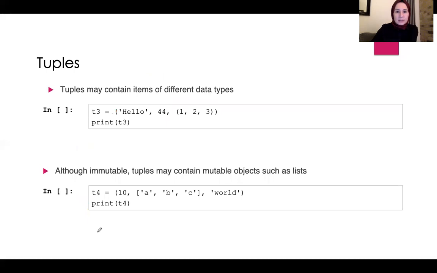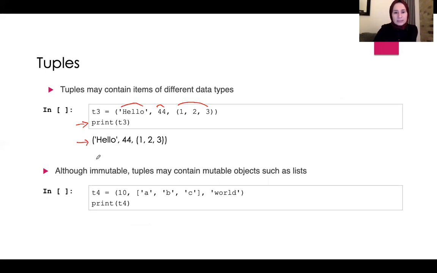The tuple may contain items of different data types, like the list. So it can include strings, integers, or tuples themselves as well. When you print this one, it will print your tuple. So again, it is possible to include different data types in your tuple.